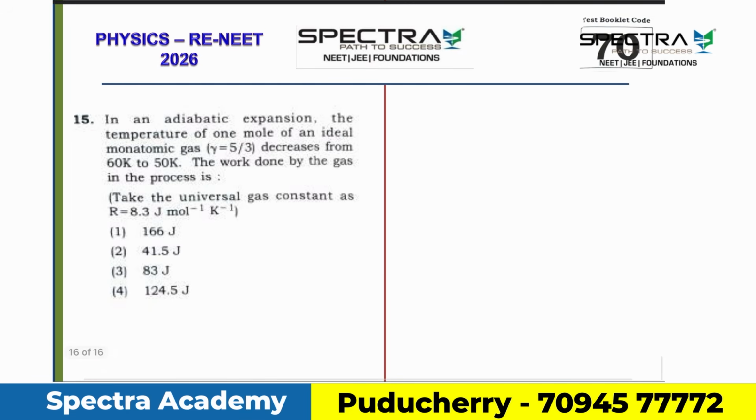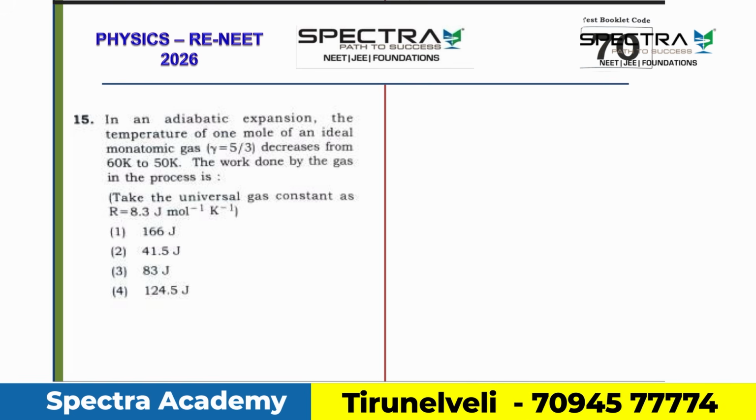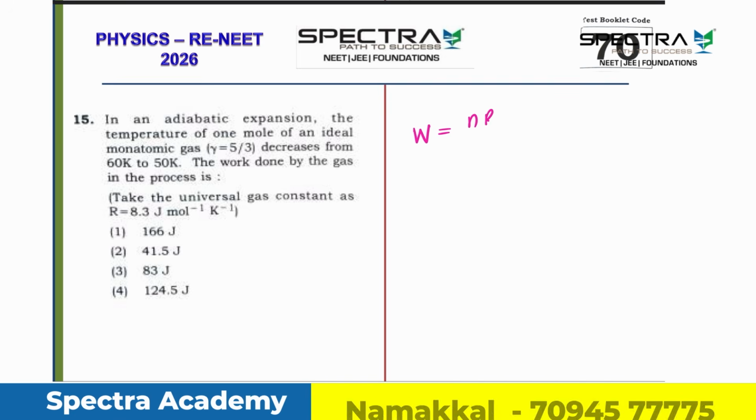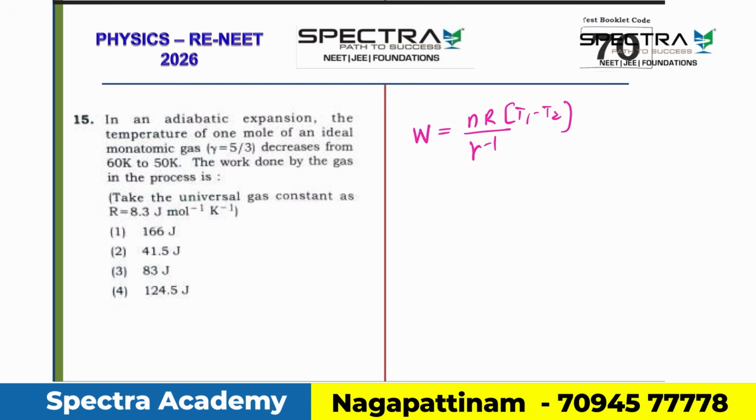Question number 15. In the adiabatic expansion, the temperature of 1 mole of an ideal monoatomic gas, gamma equal to 5 by 3, decreased from 60 Kelvin to 50 Kelvin. The work done by the gas in this process is, it's a direct formula. Work done in an adiabatic process is equal to nR by gamma minus 1 into T1 minus T2. Direct equation. Every value is given in the question.